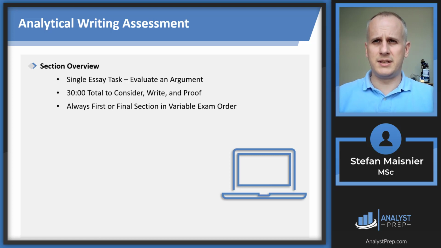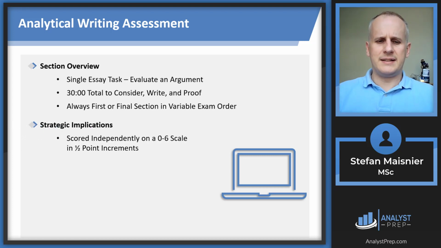So you can either begin with the AWA, then the integrated reasoning, then the quantitative and verbal sections, or you can choose quantitative or verbal first, then move into the integrated reasoning section after the other of quantitative or verbal, and then conclude with the essay.